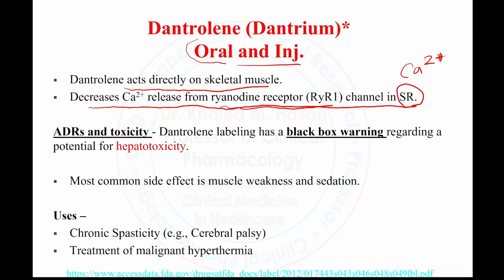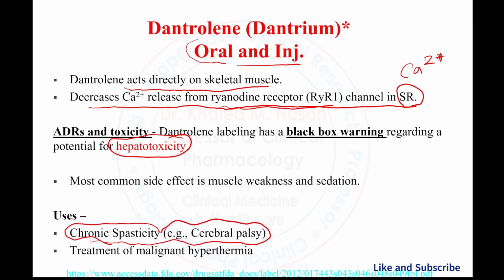There is a risk of hepatotoxicity from this medication, Dantrolene. So if the patient suffers from cirrhosis or hepatic impairment, we don't recommend using Dantrolene. Dantrolene could be used, for example, for chronic spasticity. If the patient suffers from cerebral palsy, we can use Dantrolene. This is chronic treatment, on a regular basis, every day, oral.